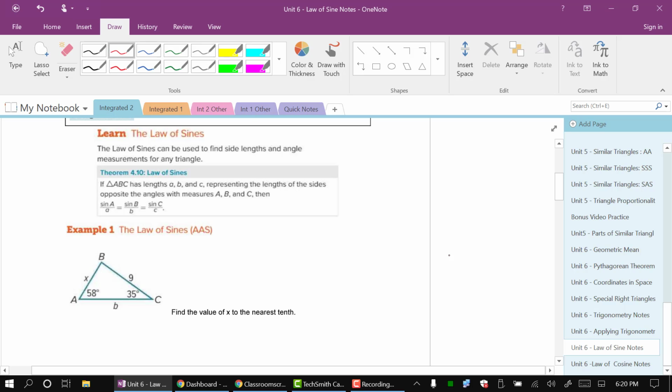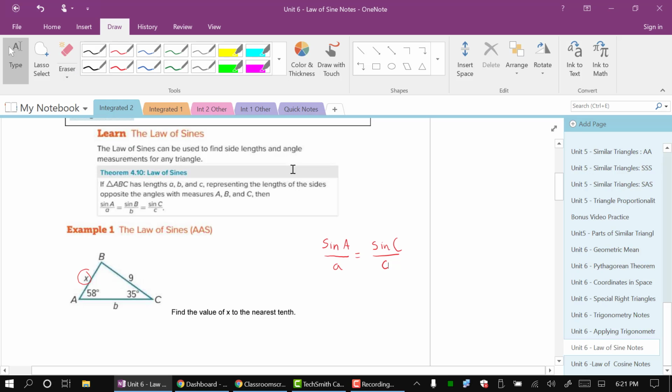So we want to find the value of x. So x is right here. x is going to be opposite angle C. We have angle A, and opposite angle A is little a. So I'm going to set up sine A over a equals sine C over c. Now fill in the values that we have.